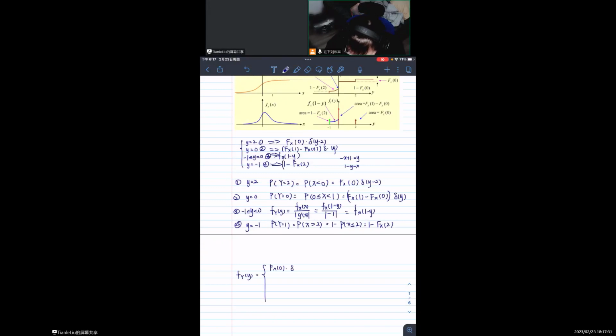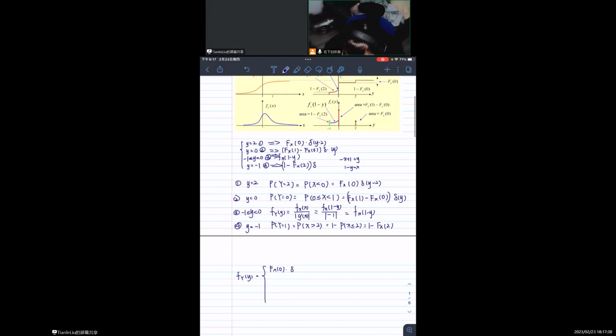Oh, wait, we forgot this one. For this one, we also need to add one delta function, an impulse function, to represent the step. So we need y equals -1, so we will have delta(y plus 1). So that's all for the Fy, the probability function.